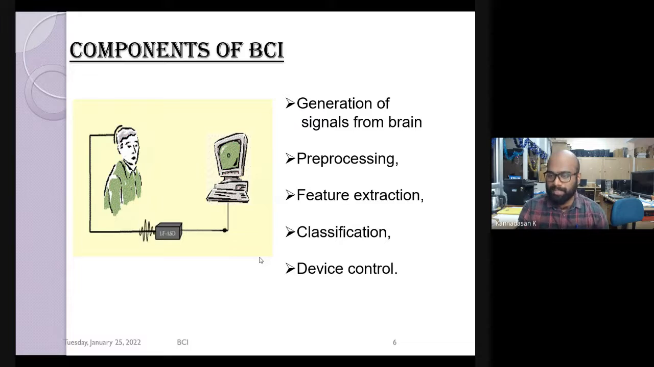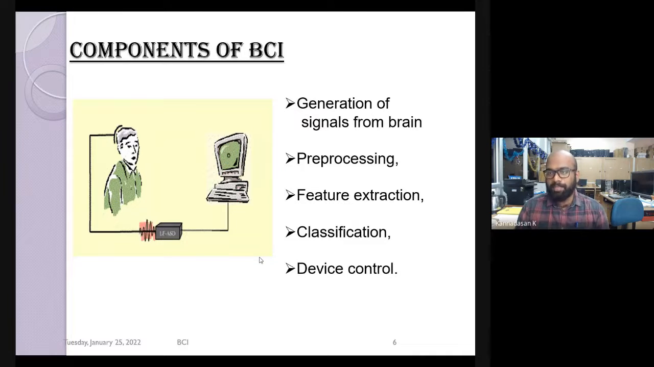Then you pre-process the signal, extract the features from the signal, classification, and then finally device control. We can take an example for us to easily understand. The example we can take is a wheelchair, like a person who has lost his leg, who is going to control the wheelchair using his brain signal.